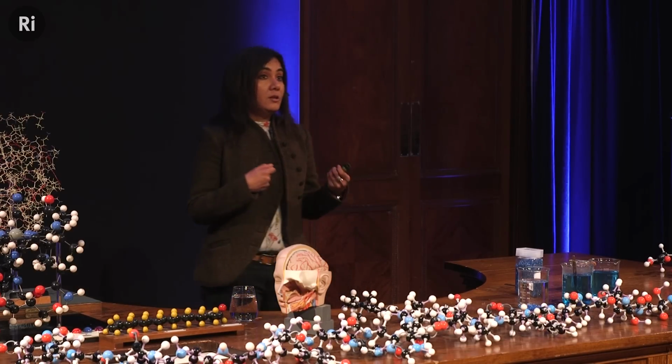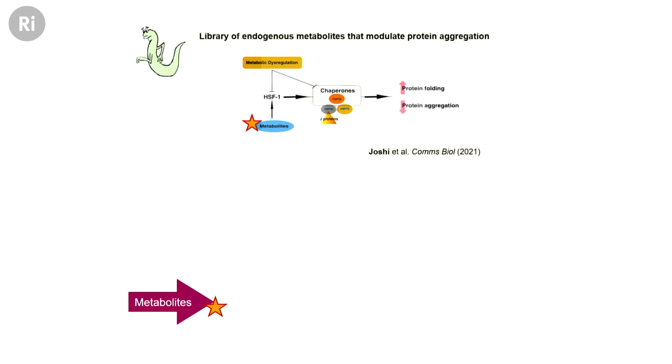So we took our metabolites, which were found dysregulated in neurodegeneration, and what we saw was that these dysregulated metabolites, when supplemented, can activate the protein quality control mechanism of the chaperone response, the heat shock response, that can prevent this aggregation from happening.